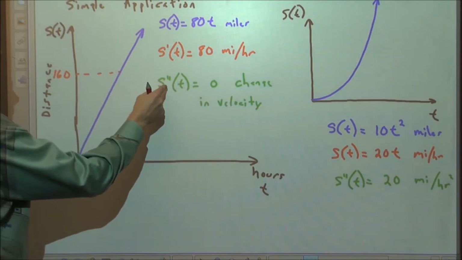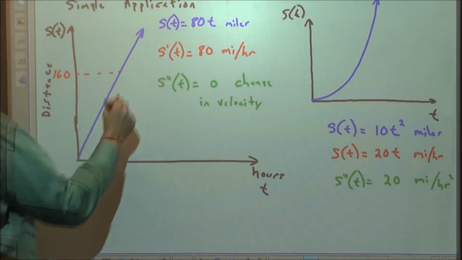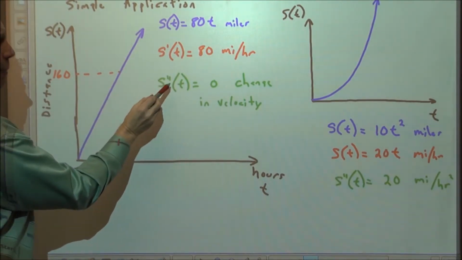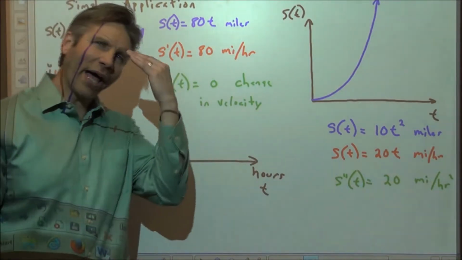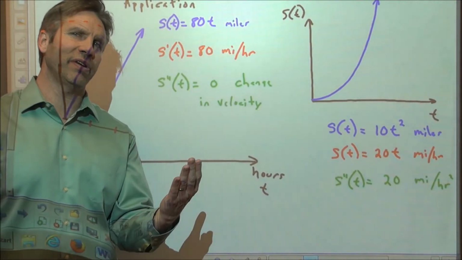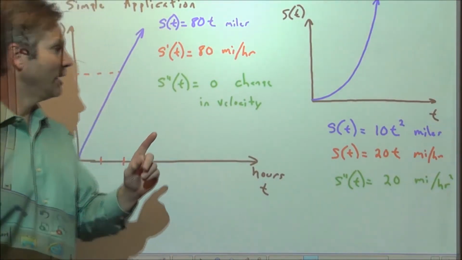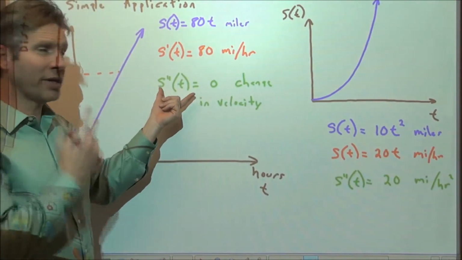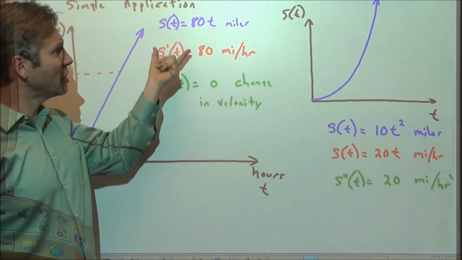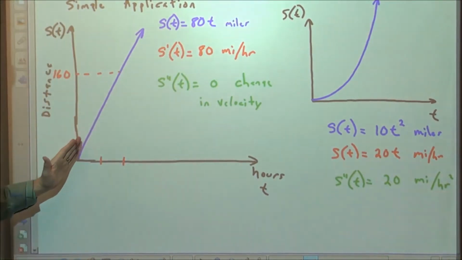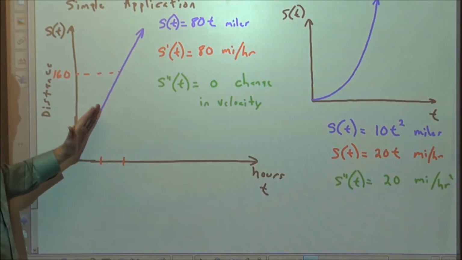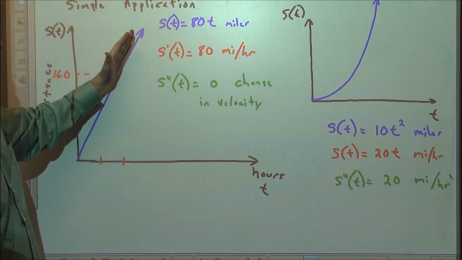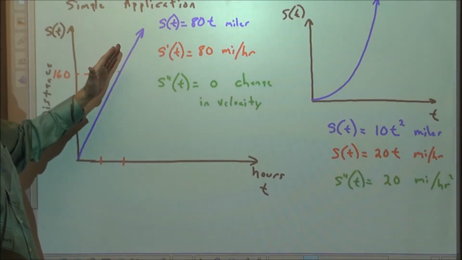Now the second derivative is the first derivative of the first derivative. And remember, when we take the derivative of a constant, we get 0. So why is it that the second derivative is 0? Well, here's why. We said that the second derivative is the rate of change of the rate of change. Do you agree that the speed, the velocity of the car is not changing? It's staying at a steady rate of speed or velocity of 80 miles per hour.